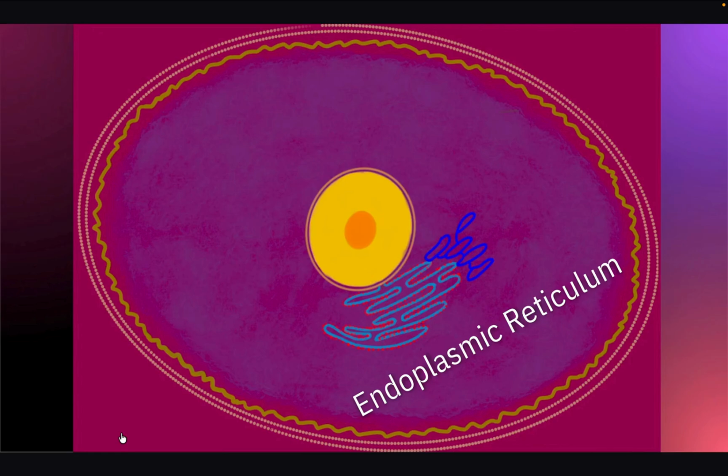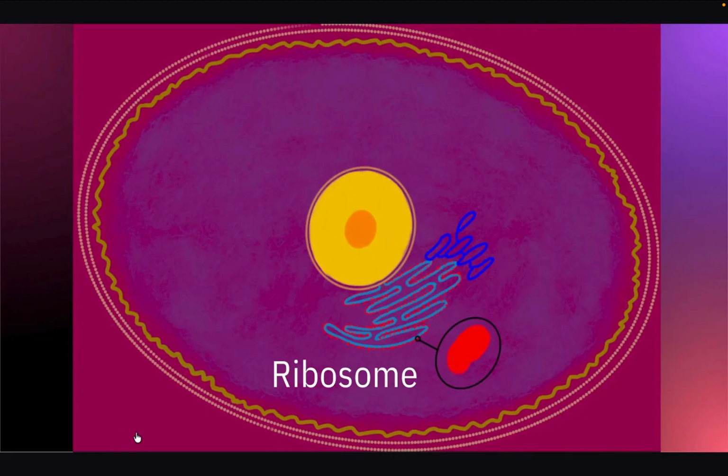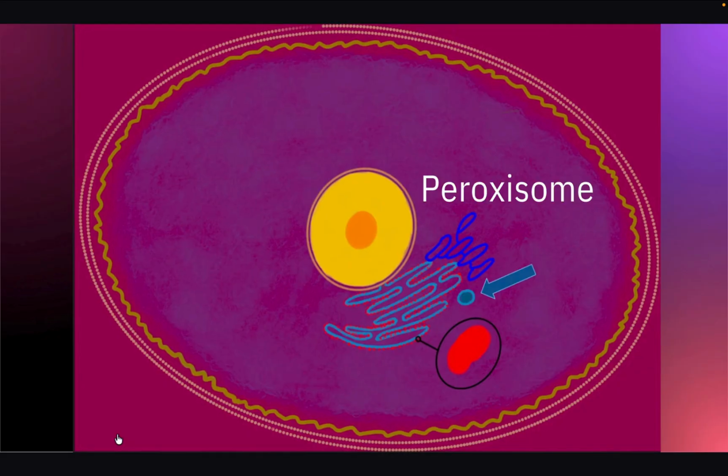Both the smooth and rough endoplasmic reticulum are made of cisternae, which are these connected channels. The rough ER is covered in ribosomes, like I said earlier. Ribosomes can also be found around the cytosol, not attached to the rough endoplasmic reticulum. Ribosomes read genetic information and produce peptides and proteins based on that information from amino acids.